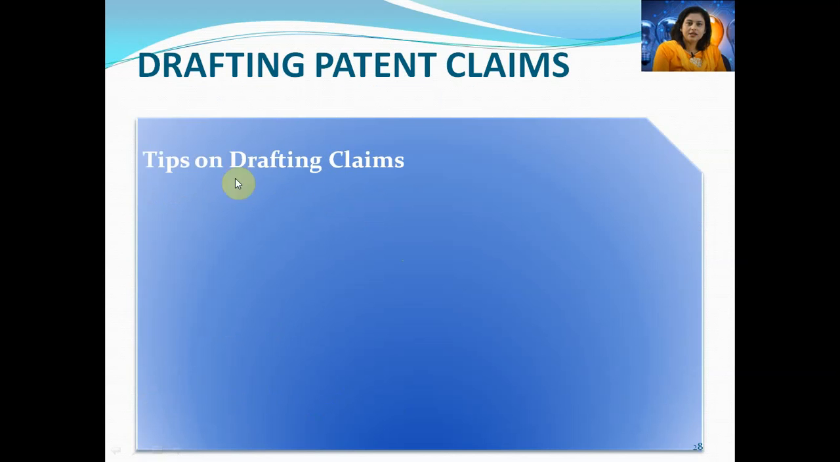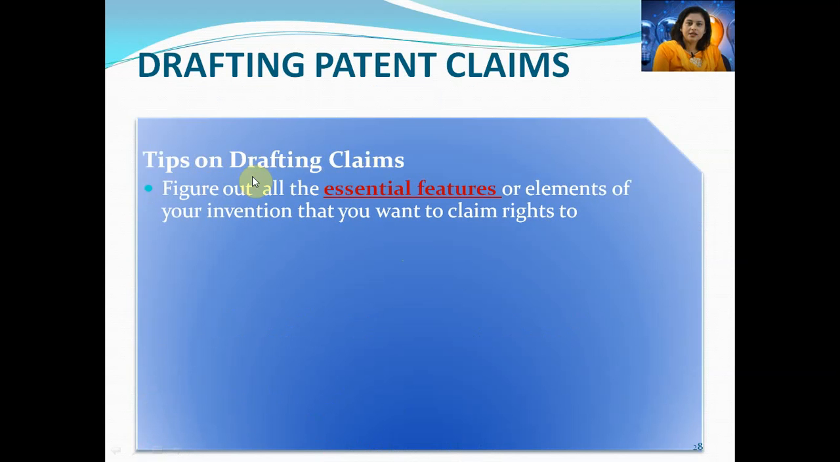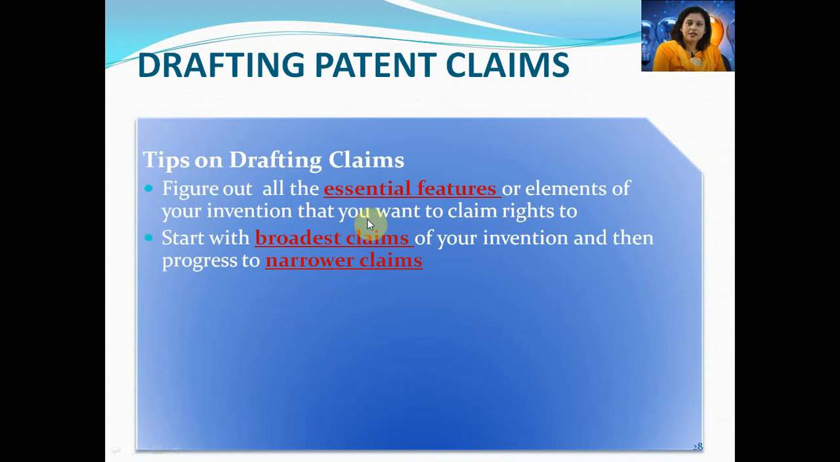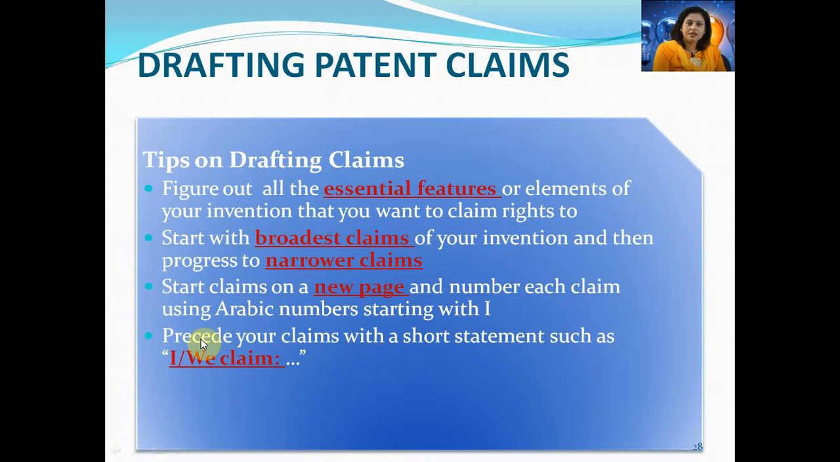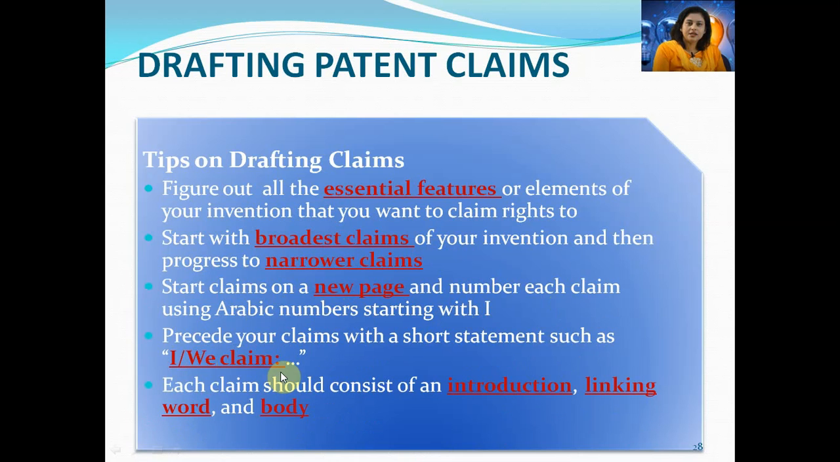Let me now give you some tips on drafting claims. You have to figure out all the essential features or elements of your invention that you want to claim rights to. You have to start with broadest claims of your invention and then progress to narrower claims. You have to start claims on a new page and number each claim using Arabic numbers starting with 1. Precede your claims with a short statement such as I or we claim. Each claim should consist of an introduction, linking word, and body.